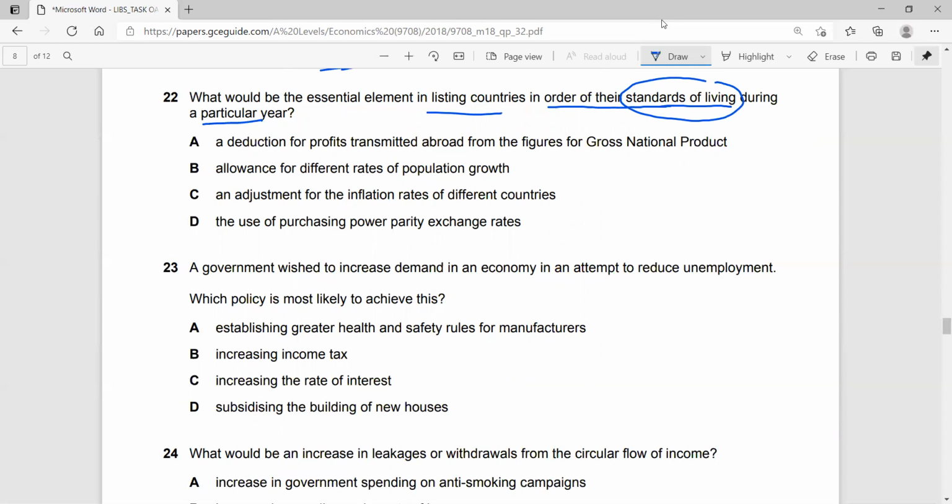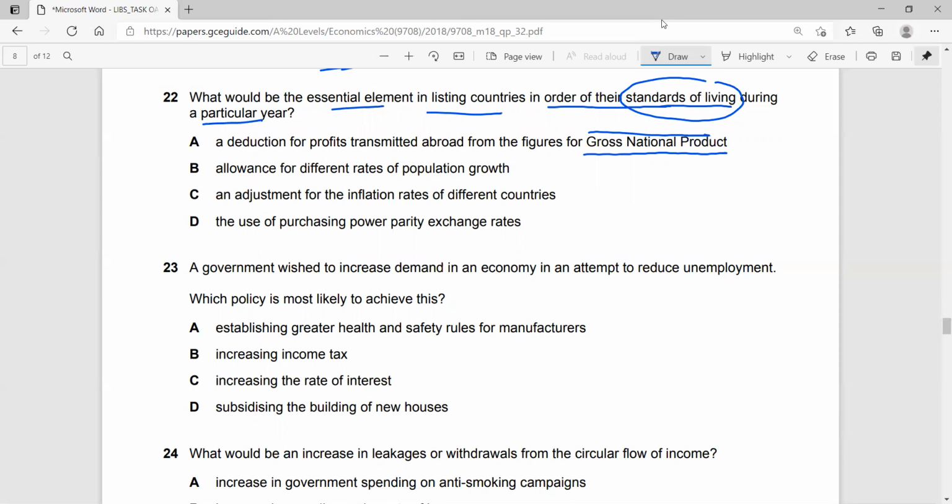So let's look at that. A deduction for profits transmitted abroad for the figures for gross national product. Well, they've explained how you would calculate gross national product from gross domestic product, but as we just discussed, GNP and GDP aren't essential items in listing countries' standards of living, because you could have a high GNP but still have a very poor average standard of living if the GNP is not distributed equally across the country, or if the GNP comes at the cost of very high degrees of pollution.